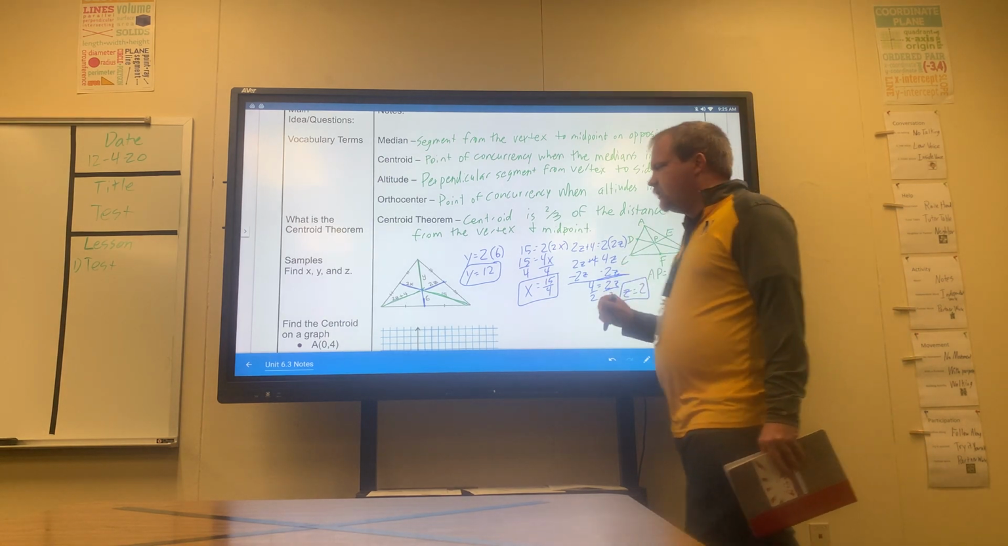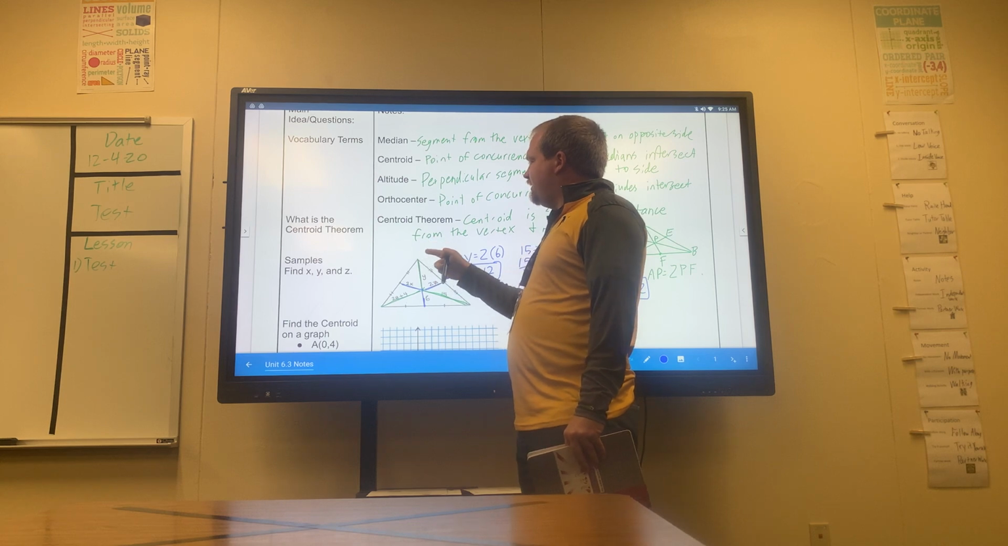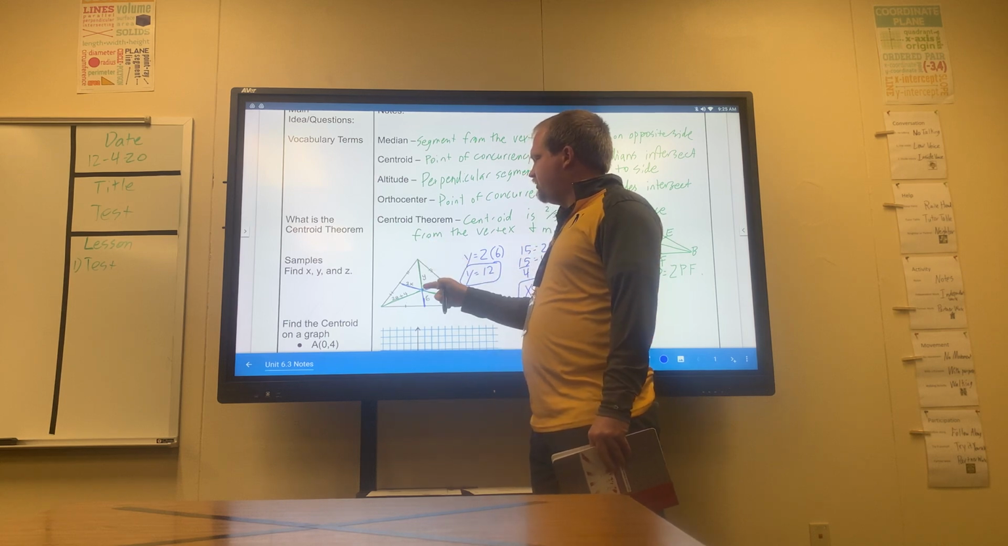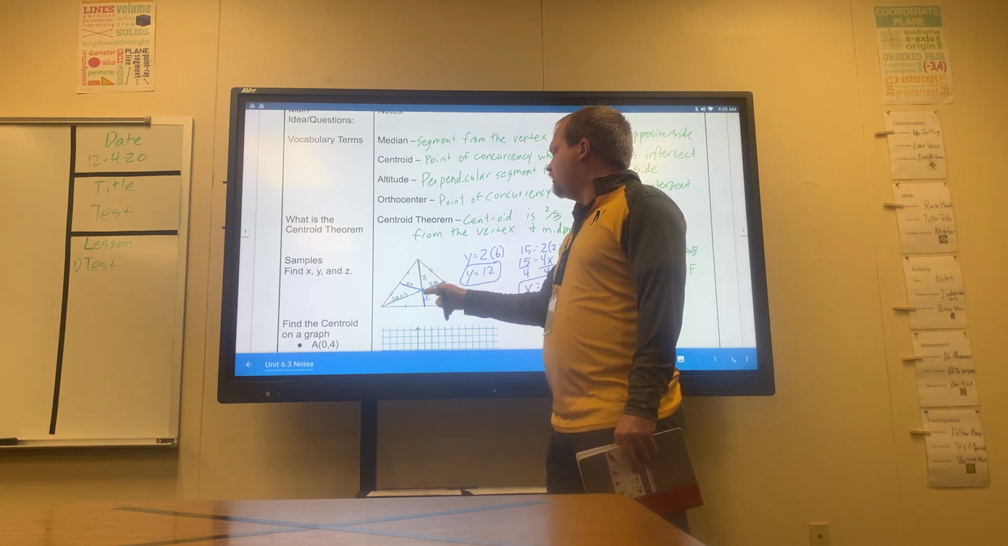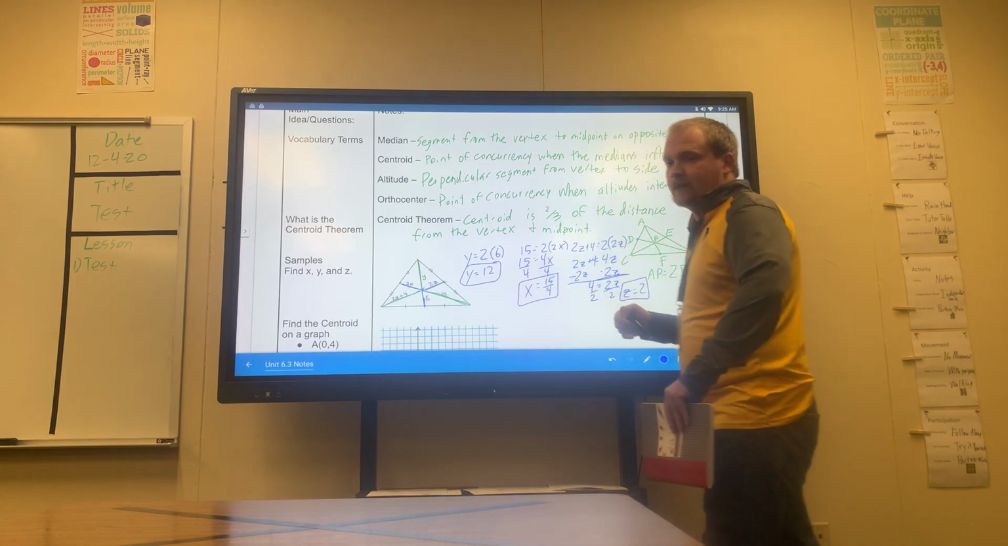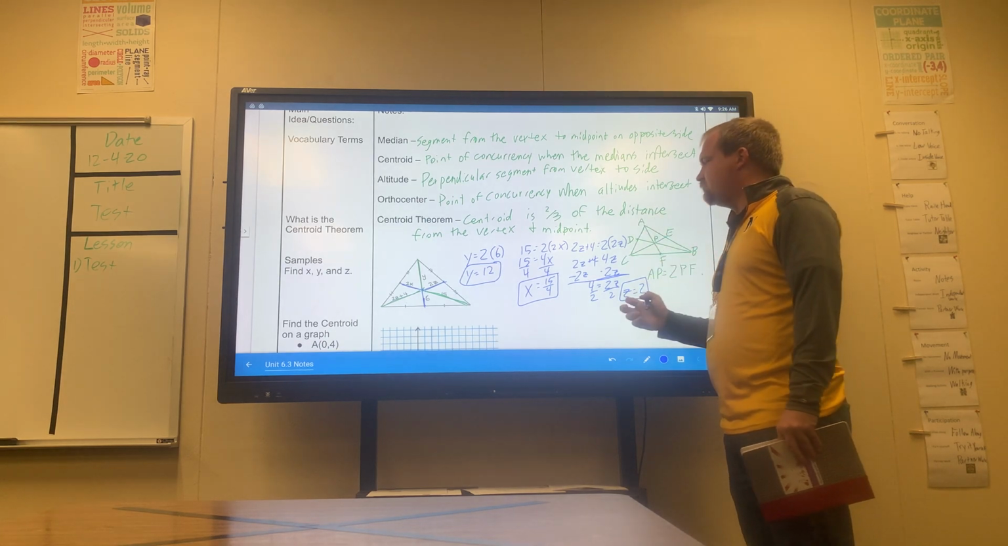So what we have to remember is that the distance from the vertex to the centroid is double the distance from the centroid to the midpoint. So the vertex side is going to be the bigger length, and the midpoint side is going to be the smaller length.